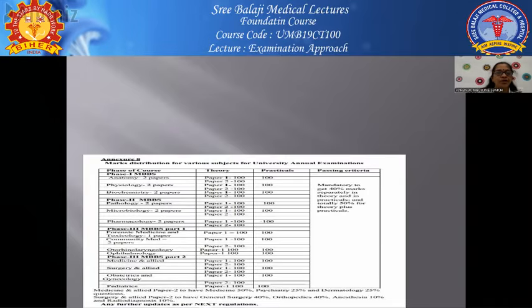Similarly, in phase 2, you will have pathology, microbiology, pharmacology. Each subject will have 2 theory papers, each paper having 100 marks, and for practical you will have only 100 marks. Likewise, in phase 3 MBBS part 1, you will have forensic medicine and toxicology. You will have only 1 theory paper with 100 marks, and 1 practical with 100 marks.